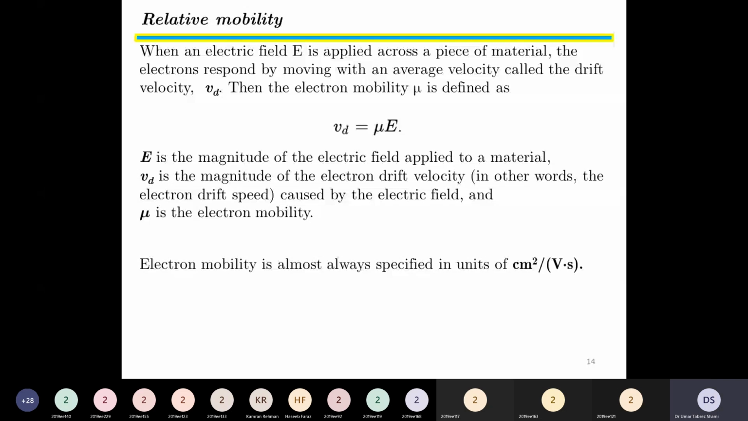And the electron mobility is always specified in units of centimeter square over volt second.